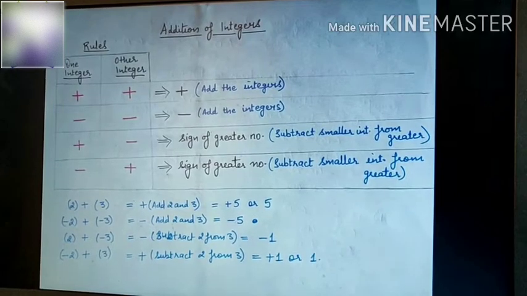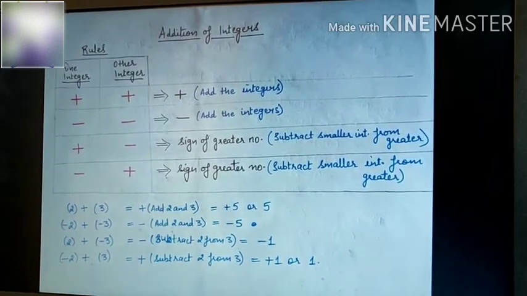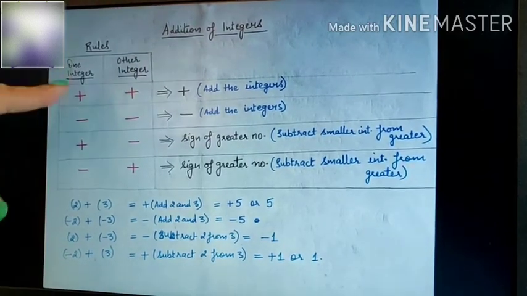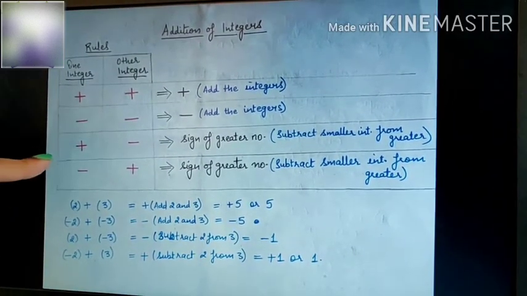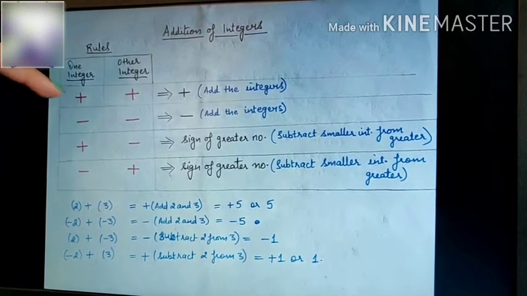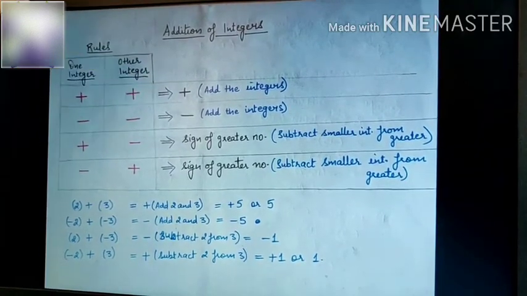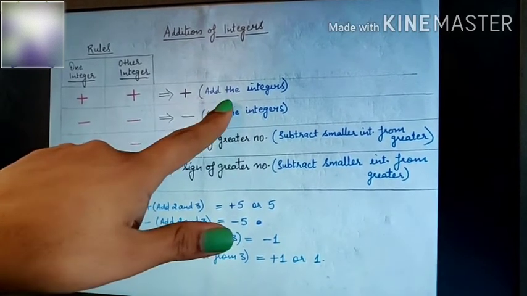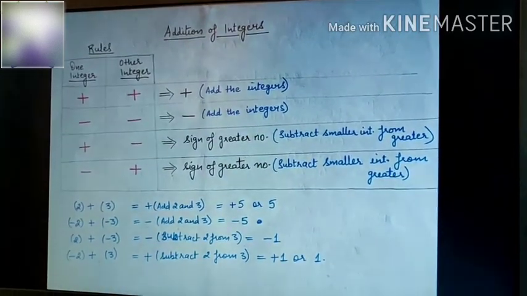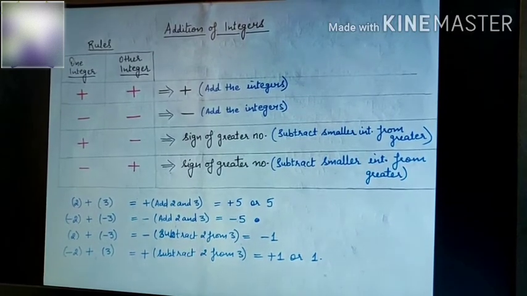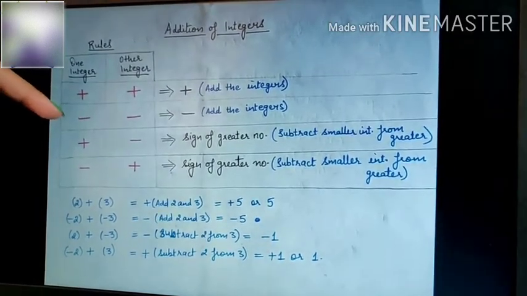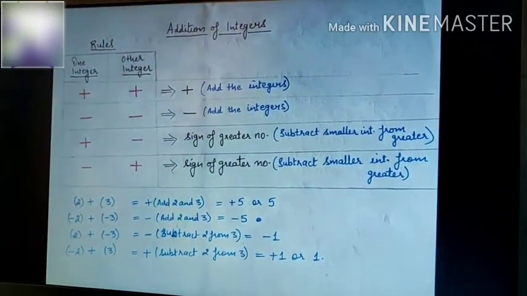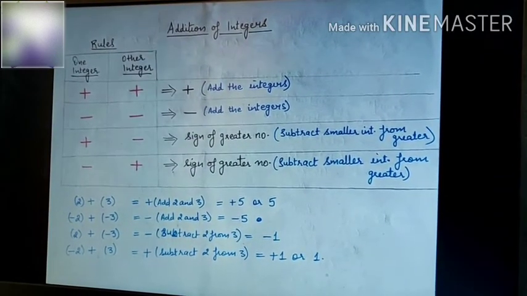Now there are some rules for adding integers. Whenever you have to add two integers, here are the 4 rules. See the first one: when both the integers are positive, then the sum will be positive and we will add the integers without considering the sign. When both are negative, then the sum will be negative and again we will add the numerical values of both the integers.